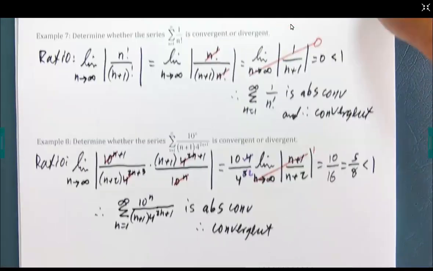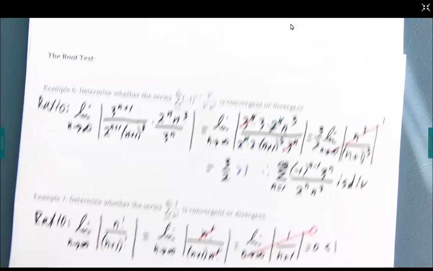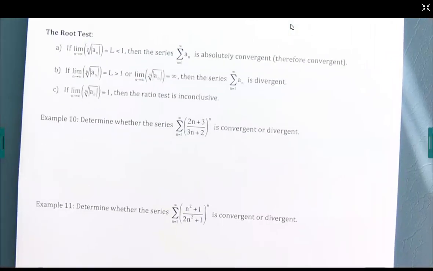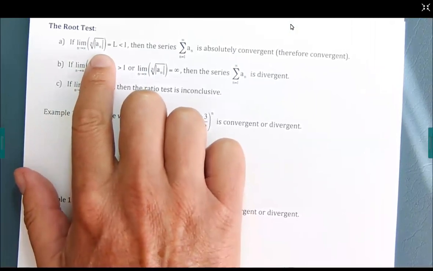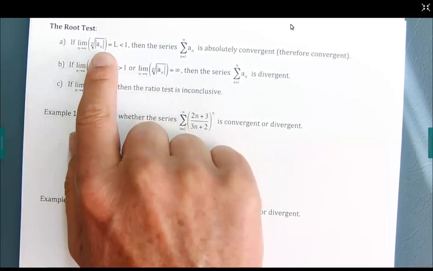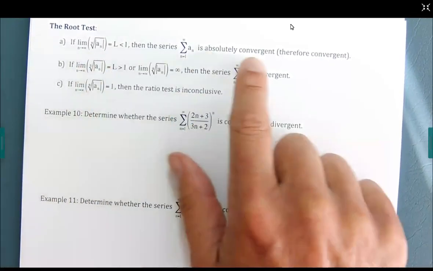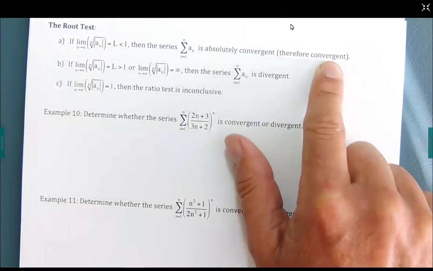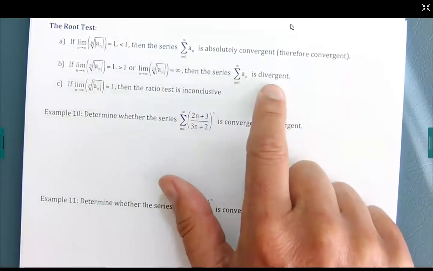This one is not used as much, but it has its utility. This is called the root test. Now, it's the same rules as the ratio test. However, we are now taking the nth root of the absolute value of a sub n. And once again, if that limit is less than 1, it's absolutely convergent, therefore convergent. If that limit goes to something bigger than 1 or infinity, it's divergent.